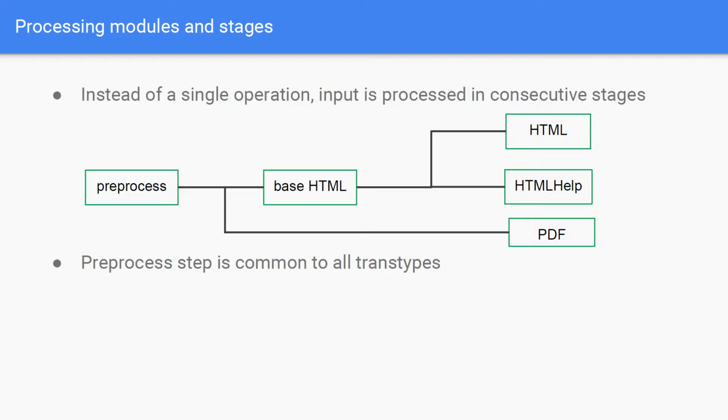The pre-processing is common to all transformation types, as everyone already knows. While it's common to all transformation types, that doesn't mean that pre-processing will produce the same output for every transformation type. So the traditional example is filtering based on the output type, print yes, no. When you're publishing to PDF, the things that have been marked as print no will be filtered out. So that's one of the differences.